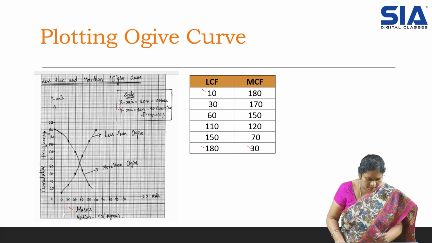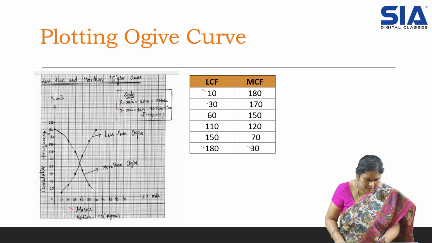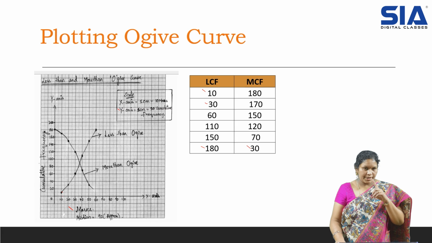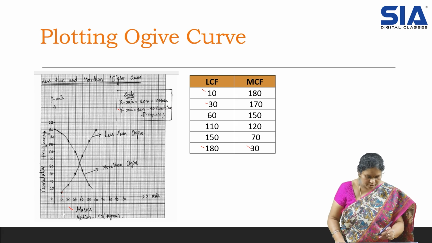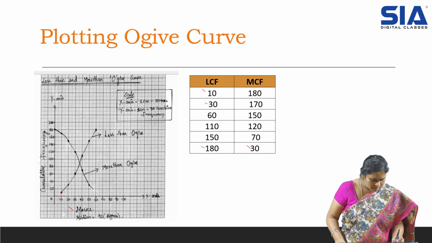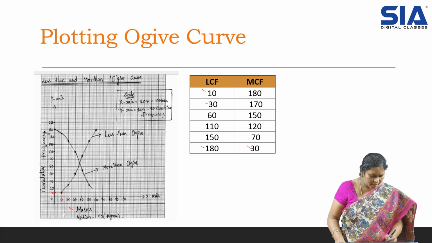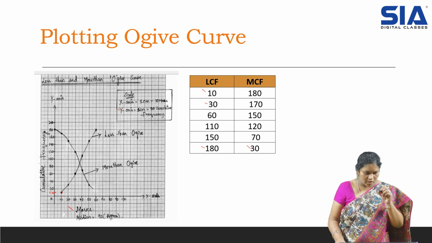Then next value, for 20, you have LCF as 30. So first class interval for 10 we have done. For 10, that is your 10 itself. So somewhere on y-axis it will have the data, right? So somewhere it will be 10. So I have taken a dot here, or you can do a cross mark.